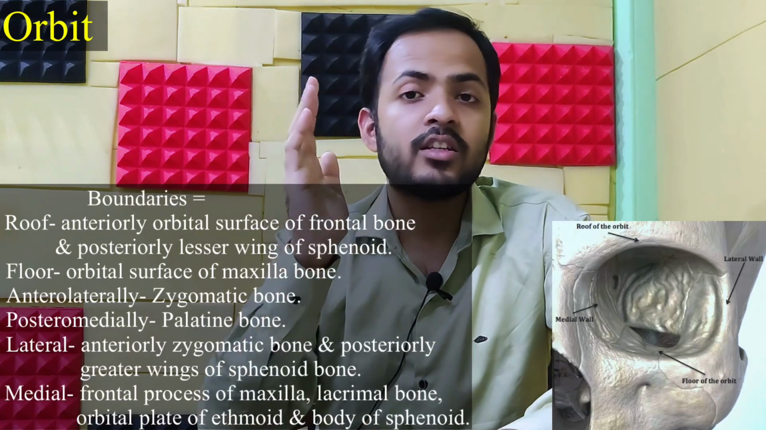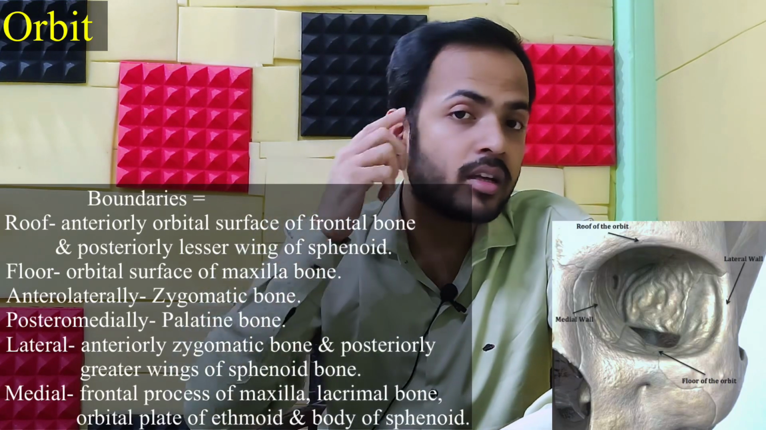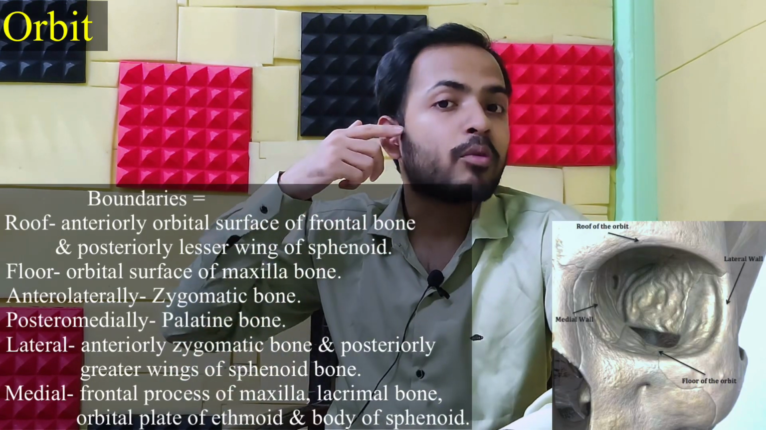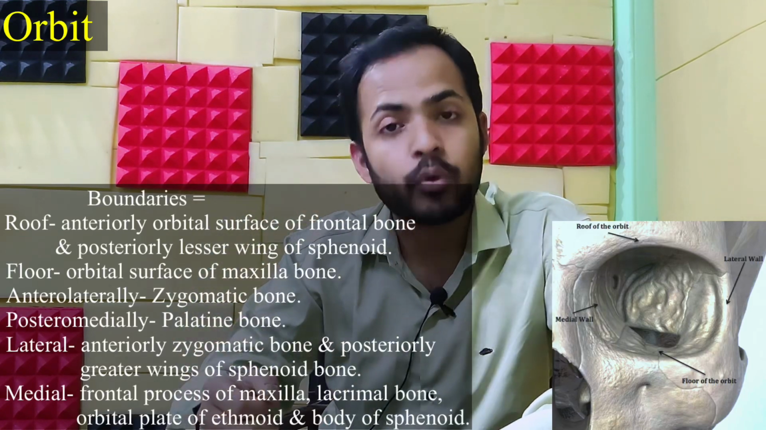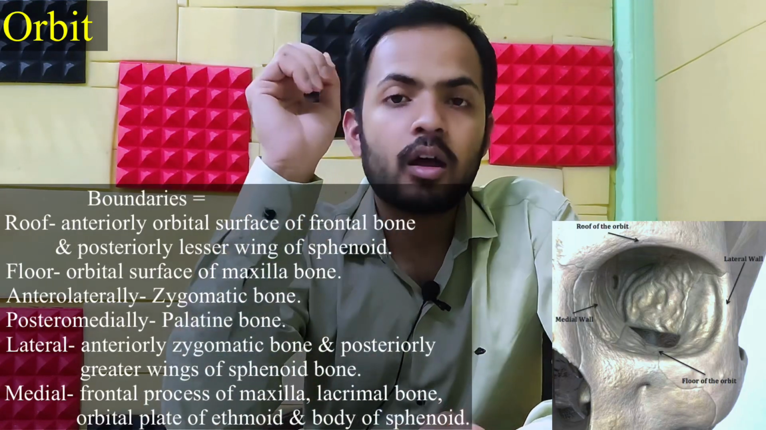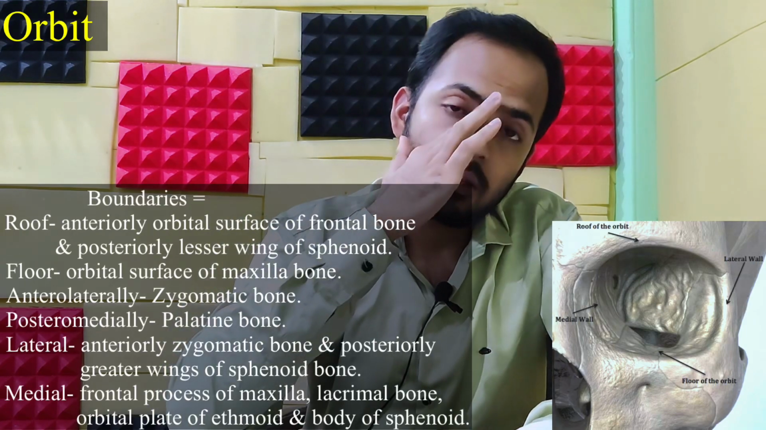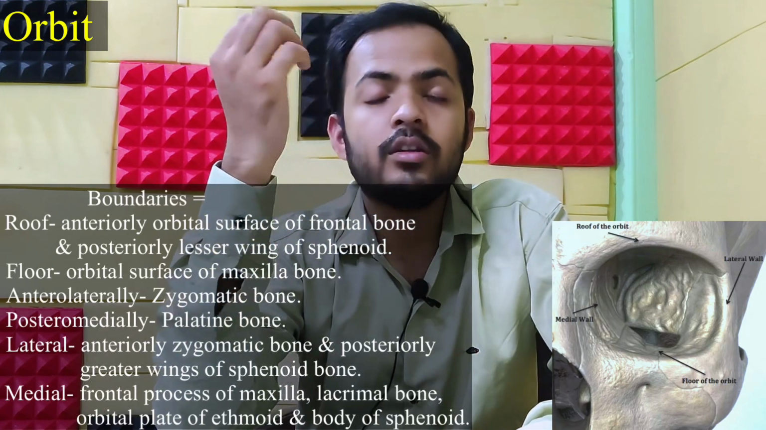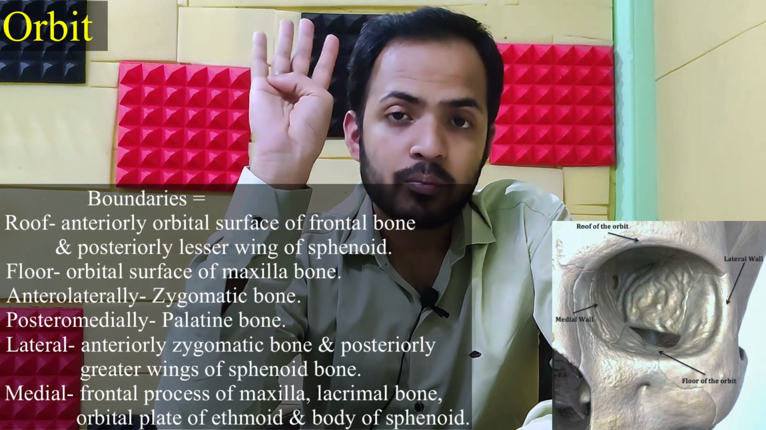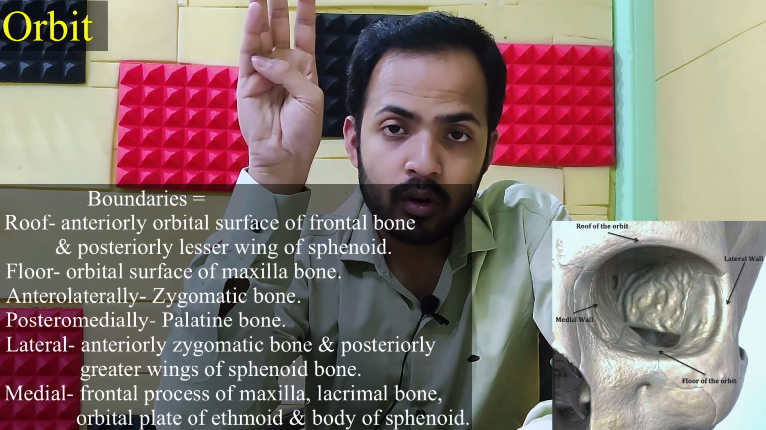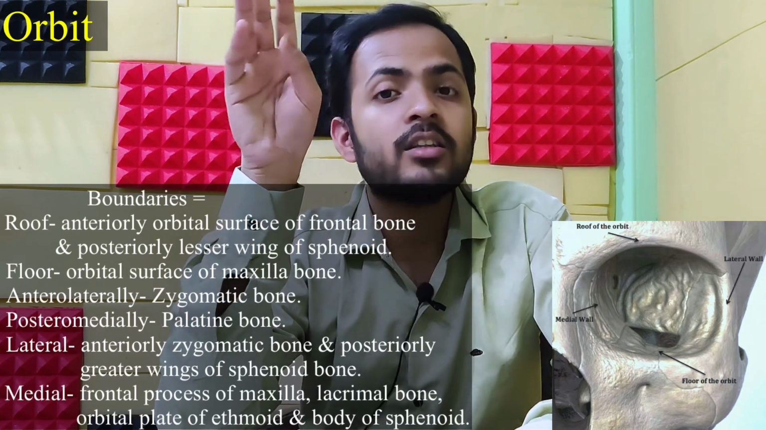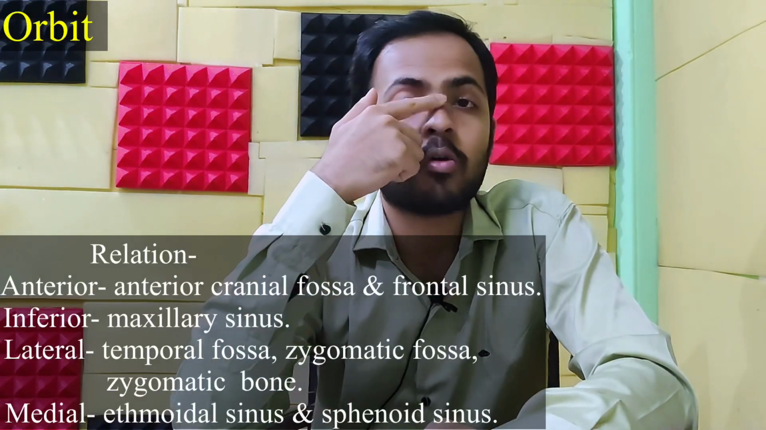Okay? The lateral wall is formed anteriorly by the zygomatic bone, and a little bit posteriorly you're going to find the greater wing of sphenoid. And lastly, the medial wall, which is towards the central axis of the body, is formed by the frontal process of maxilla, lacrimal bone, orbital plate of ethmoid and the body of sphenoid. That's it.